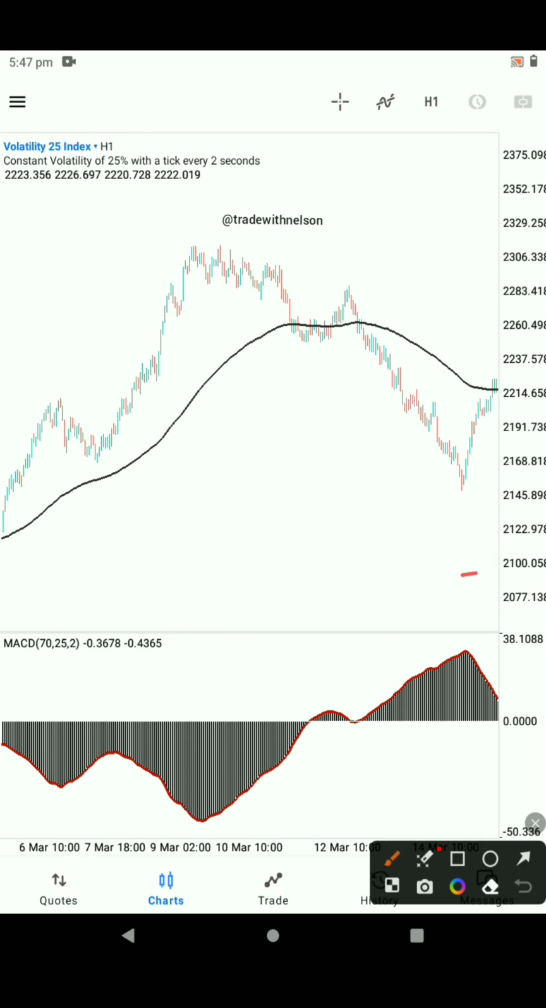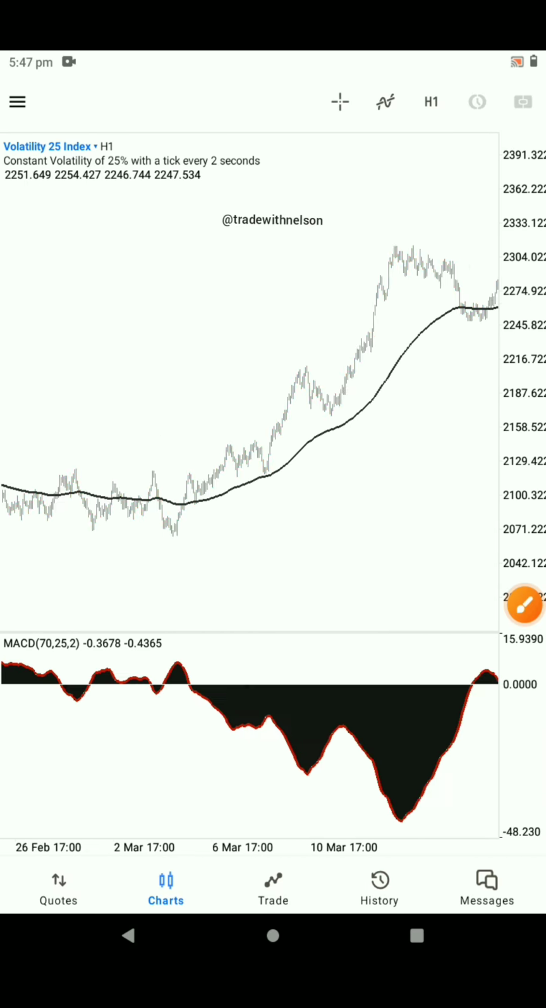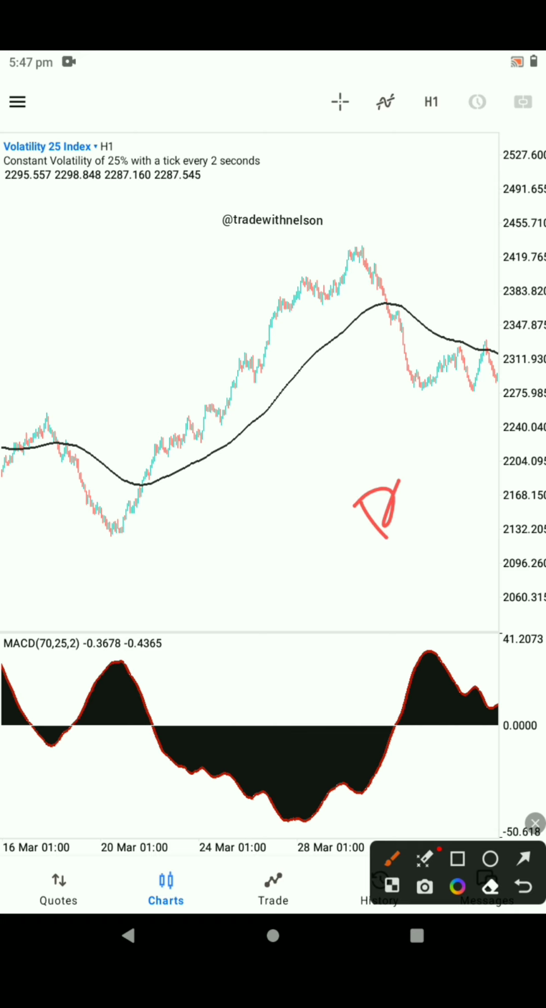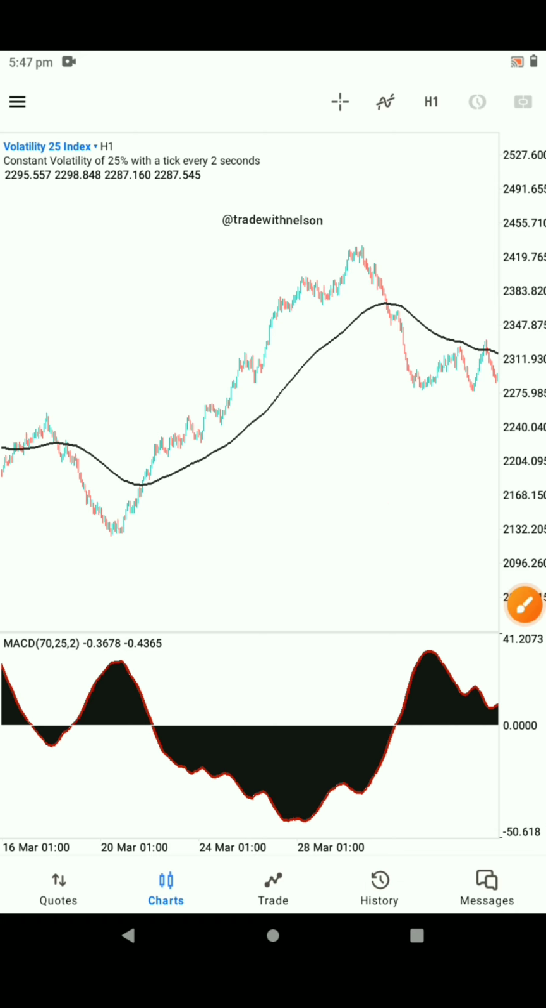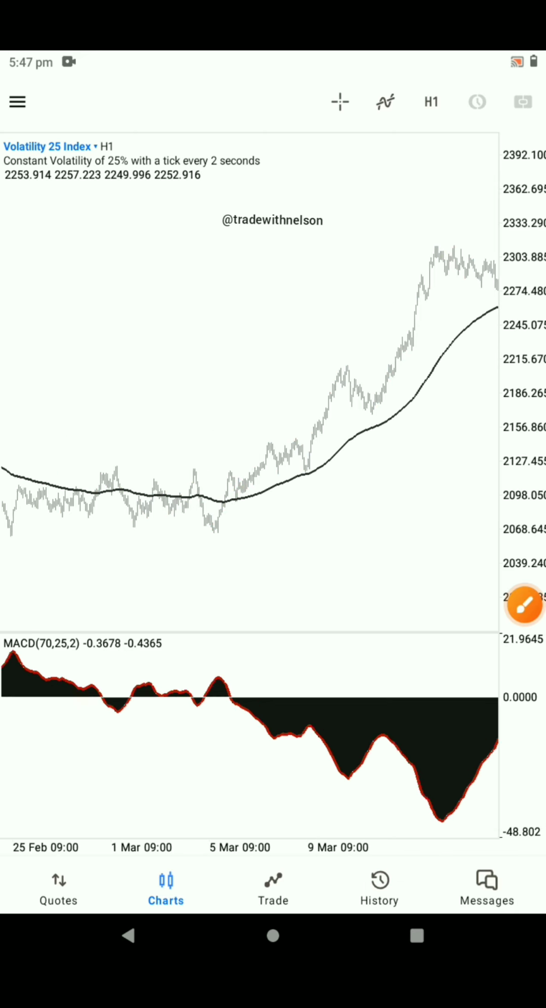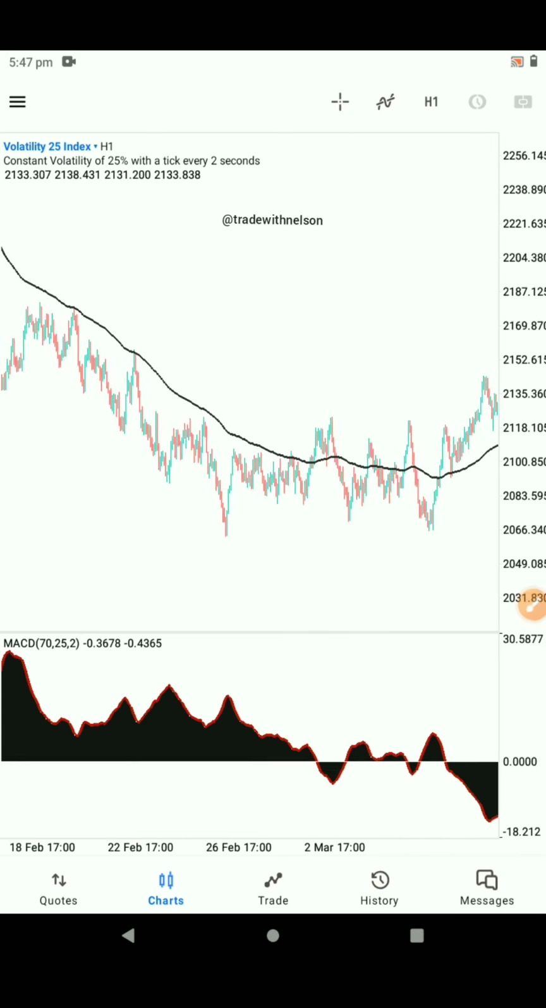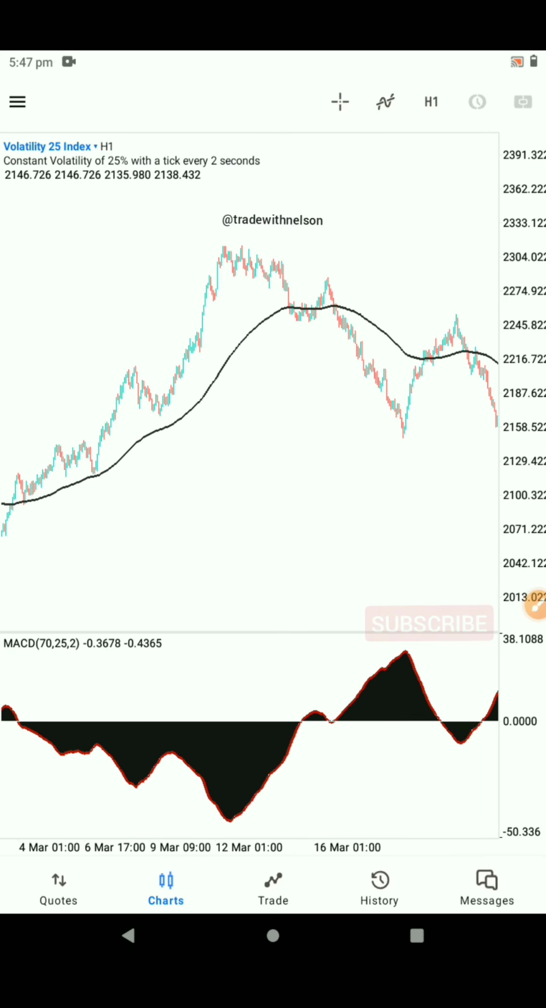After this, I want you to go back on your chart, backtest this strategy. Then after that, you can go on your demo account and trade it in a live moving market. I am not saying you should use your real money to trade. You need to practice this for at least 2 to 3 weeks.